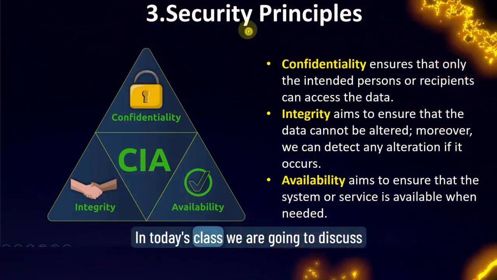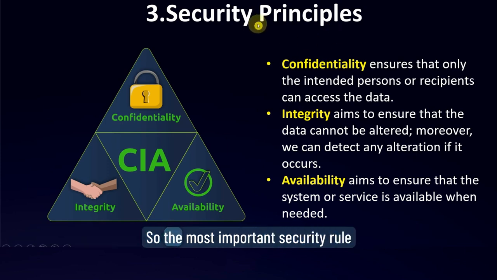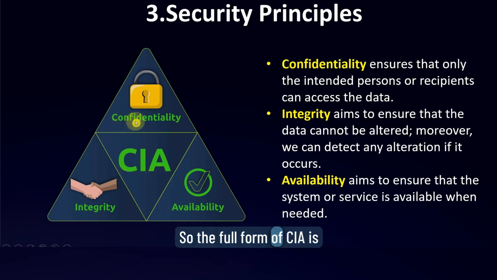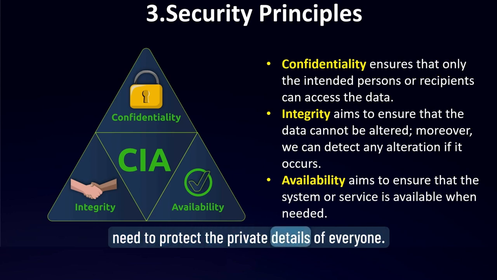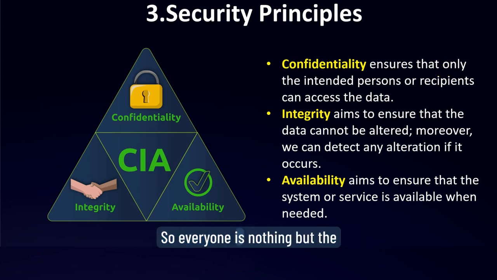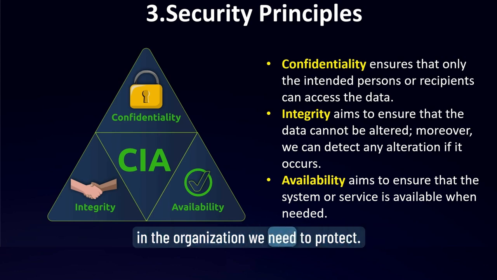Welcome everyone. In today's class, we are going to discuss the security principles followed by every organization. The most important security rule followed by every organization is CIA. The full form of CIA is confidentiality, integrity and availability. The first, confidentiality, is nothing but we need to protect the private details of everyone. Everyone means the users and also the employee details. So these are all the important private information in the organization we need to protect.